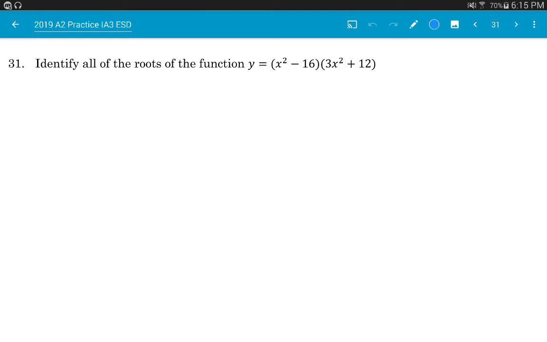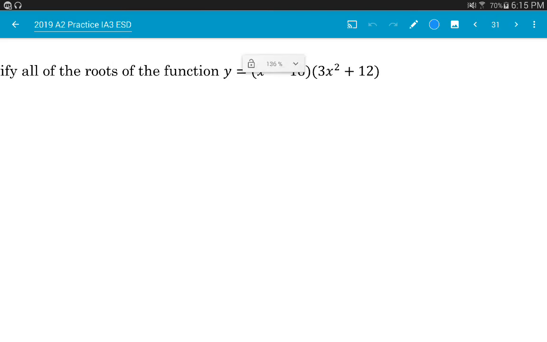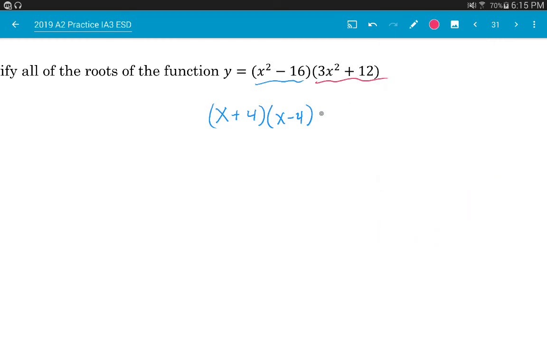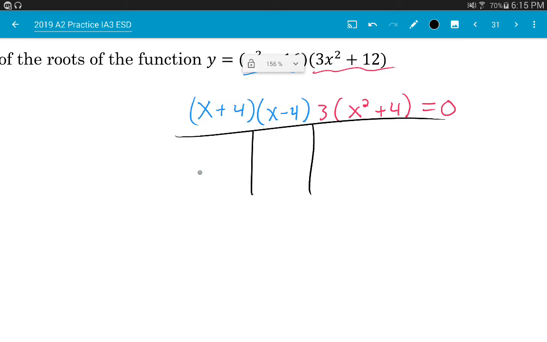Okay, identify all the roots of this function. So we're going to want to finish factoring it first. This becomes x plus 4, x minus 4. This can be factored out at a 3, leaving me with x squared plus 4. We set it all equal to 0 because that's what we do when we're finding the roots. And there are 3 or so roots. So I've got negative 4. I've got positive 4. The 3 doesn't matter.